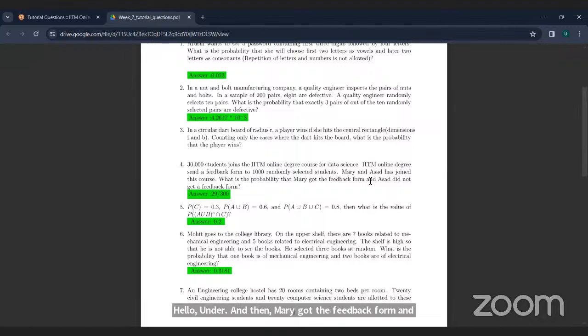So how many ways did Mary get it? So not. This will happen in how many ways? 30,000 C 999, which gets 998, because she always gets it, never chosen.